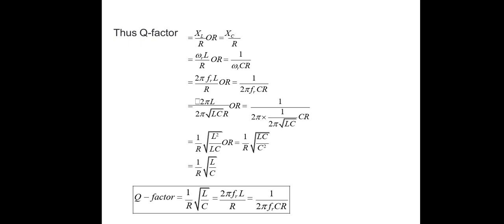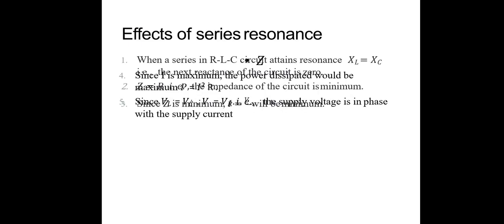Similarly, you find it either from the Q factor through the capacitor or the inductor, whichever it may be, the series resonance circuit Q factor is equivalent to 1 by R into root over L by C. Again you can rewrite this equation in terms of the capacitance, 1 by 2 pi FR into C. So the Q factor is 1 by R into root L by C. That means the Q factor depends completely on three parameters: resistance, inductance and capacitance, right? So again we take the series resonant circuit effects.